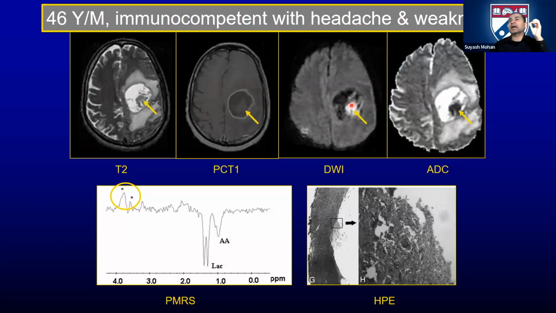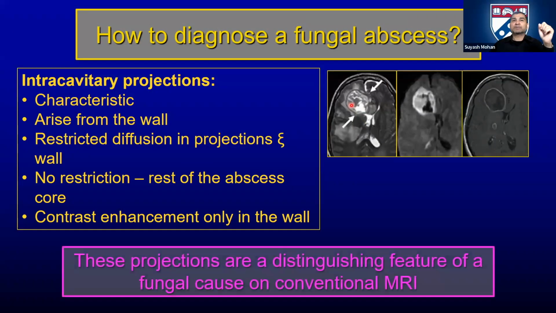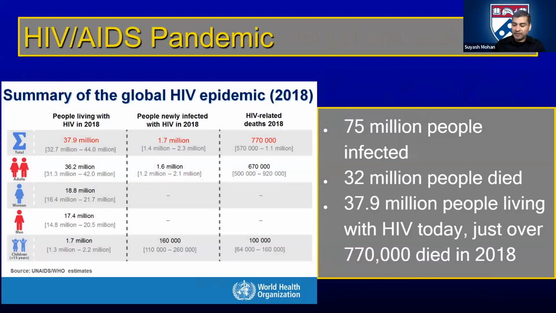This is a classic imaging finding of a fungal abscess, right? So you diagnose fungal abscesses by these findings, these frond-like projections. They do not enhance, but they restrict, and this is how we diagnose a fungal infection on imaging.